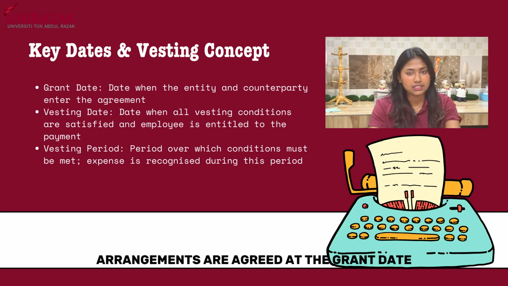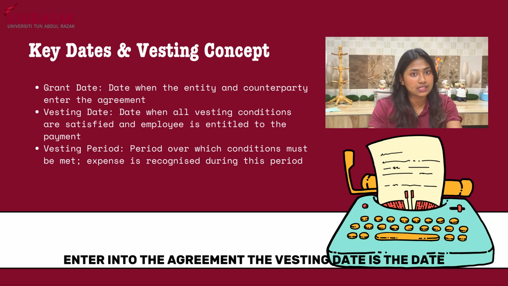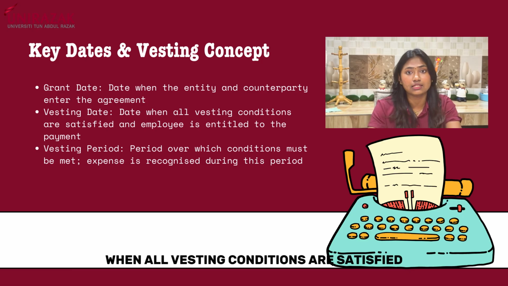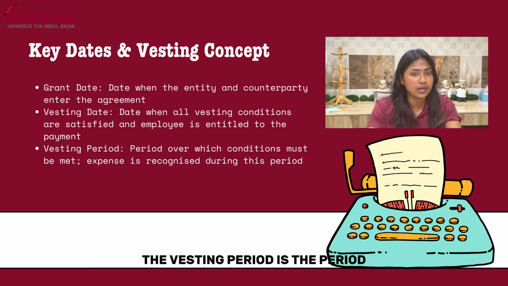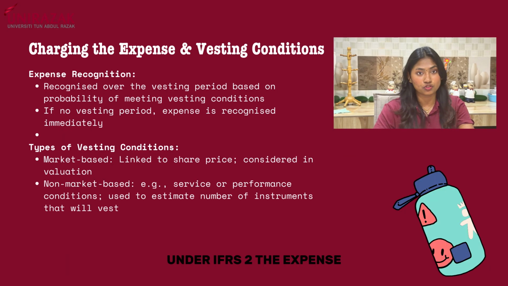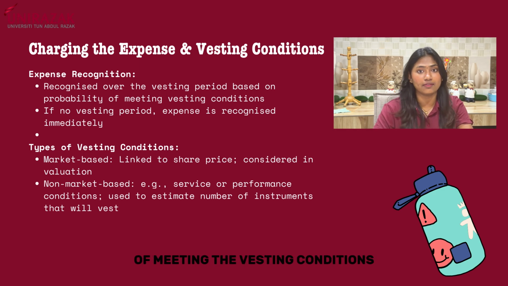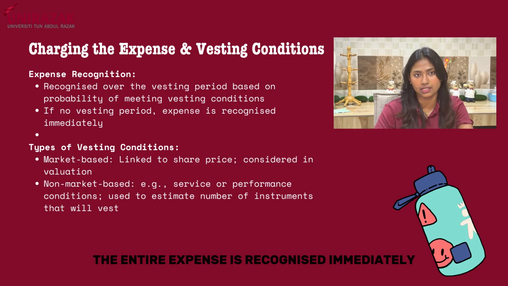Share-based payment arrangements are agreed at the grant date, which is the date when the entity and the counterparty enter into the agreement. The vesting date is the date when all vesting conditions are satisfied and the employee becomes entitled to the share-based payment. The vesting period is the period over which these conditions must be met, and during this period the expense is recognized. Under IFRS 2, the expense relating to a share-based payment is recognized over the vesting period based on the probability of meeting the vesting conditions. If there is no vesting period, the entire expense is recognized immediately.